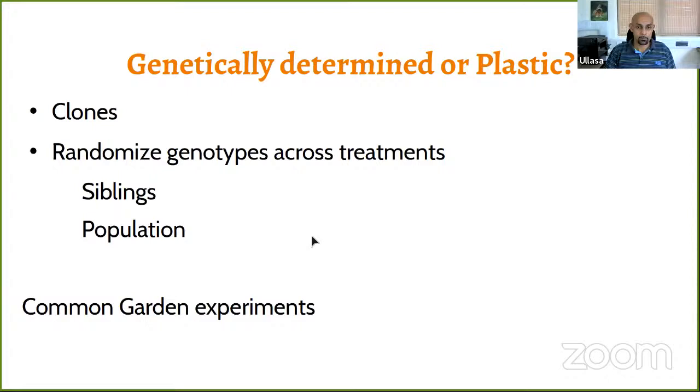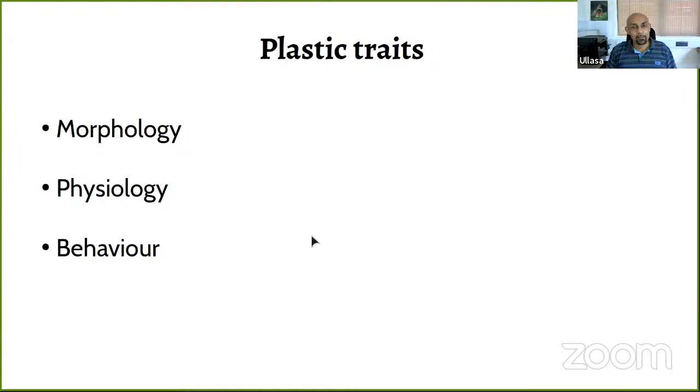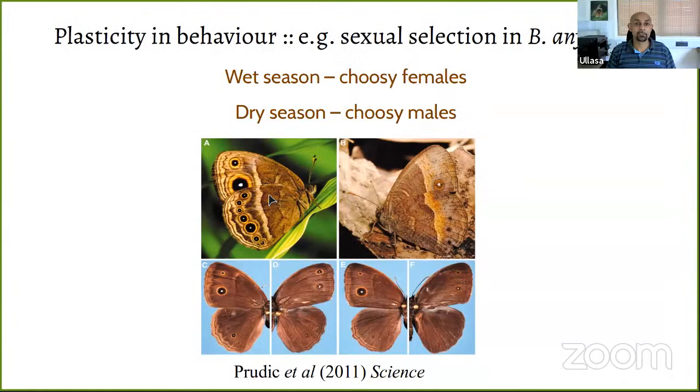So what kind of phenotypes are plastic? Just about any phenotype is plastic. Morphology, appearance, you could have size, shape, color, all kinds of things. Physiology, behavior. Behavior is a complex phenotype that can also be plastic. Here's an example of phenotypic plasticity in behavior. I already talked about the eye spots, the wet and dry season morphs.